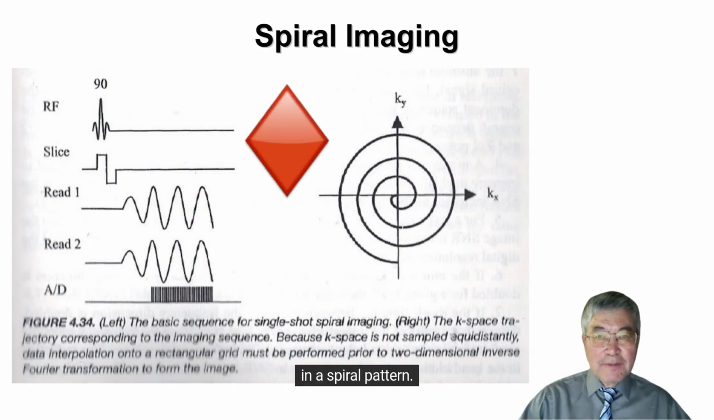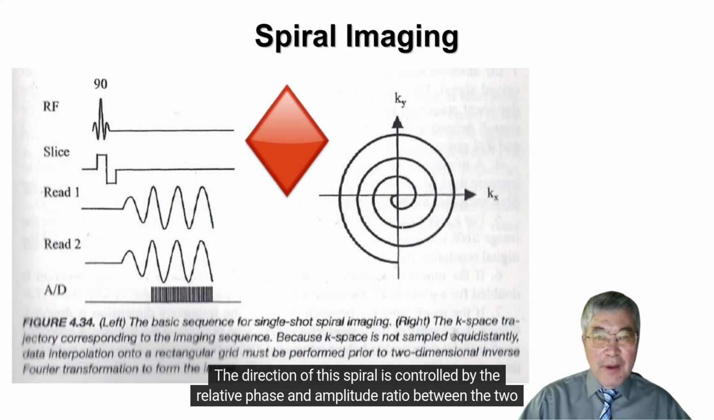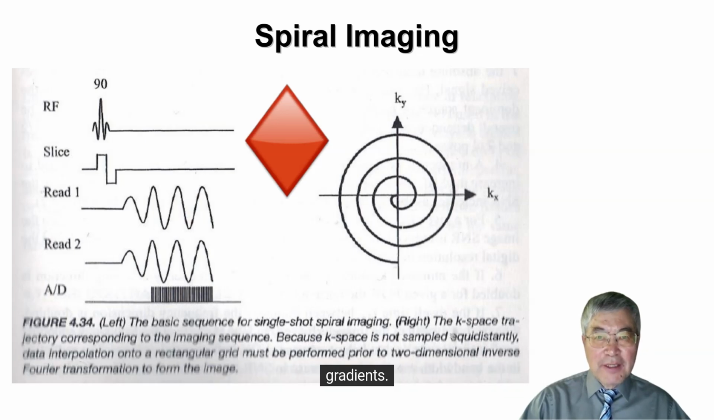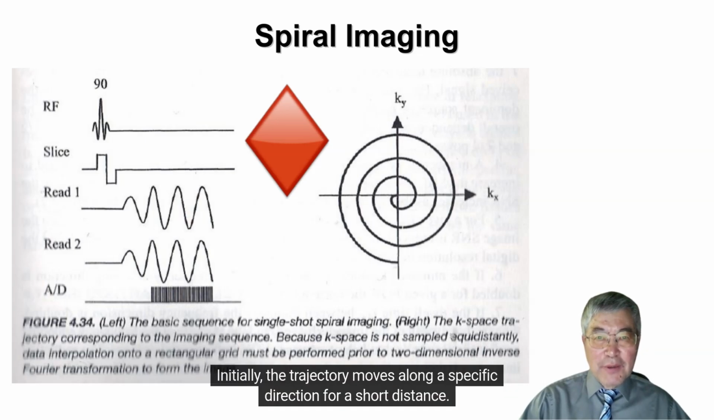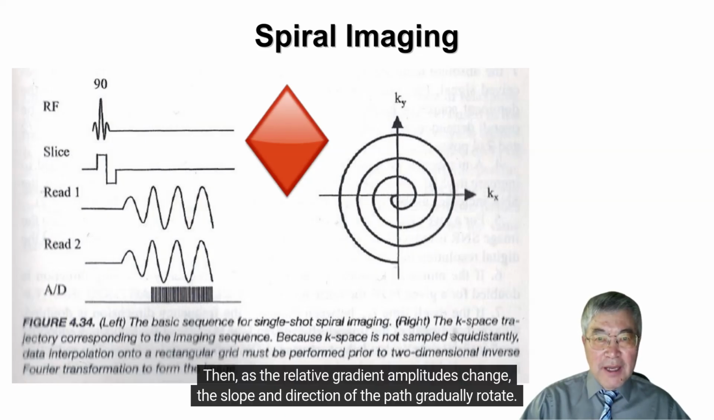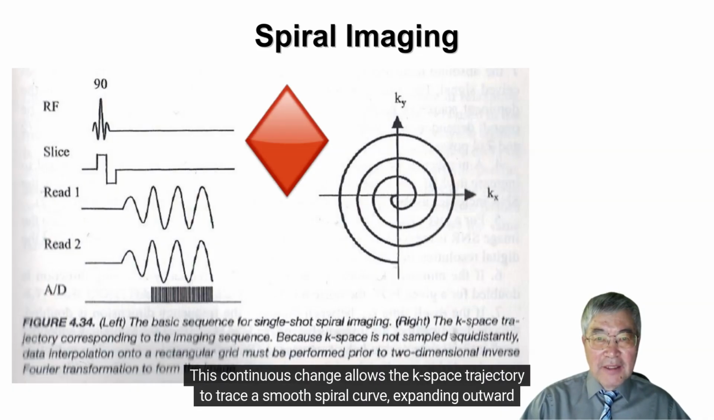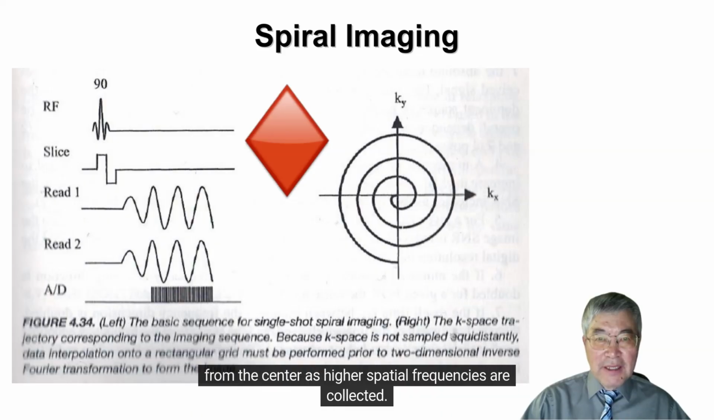As time progresses, the amplitudes of Gx and Gy vary smoothly, causing the trajectory to move outward in a spiral pattern. The direction of this spiral is controlled by the relative phase and amplitude ratio between the two gradients. Initially, the trajectory moves along a specific direction for a short distance. Then, as the relative gradient amplitudes change, the slope and direction of the path gradually rotate. This continuous change allows the K-space trajectory to trace a smooth spiral curve, expanding outward from the center as higher spatial frequencies are collected.